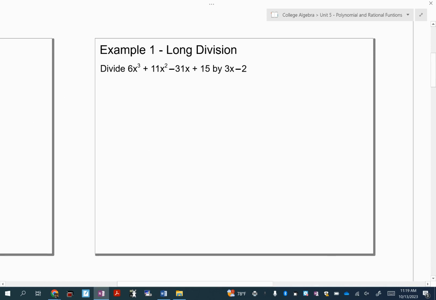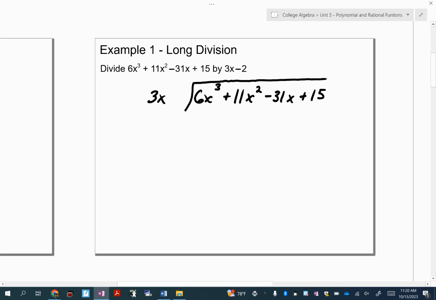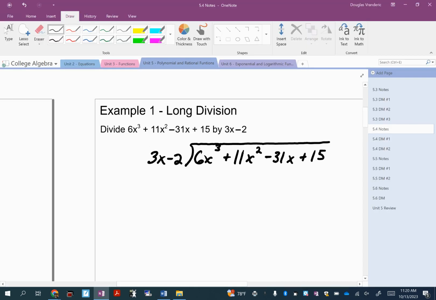Whenever you set up your long division, I'm going to put my polynomial 6x cubed plus 11x squared minus 31x plus 15. This is going to be my dividend, and that's going to be divided by my divisor of 3x minus 2, just a little bit smaller. There we go.